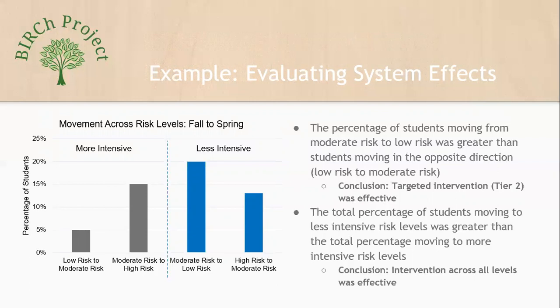And specifically, if we look at the students moving from moderate risk to low risk and compare that to students moving from low risk to moderate risk in the opposite direction, if the percentage is indicating less risk over time, that can give us some indication that our targeted tier 2 intervention was effective. If those students who have moderate risk are connected with tier 2 intervention, and that percentage of students who need tier 2 intervention decreases from one screening period to the next, that indicates that what we're doing is at least somewhat effective.